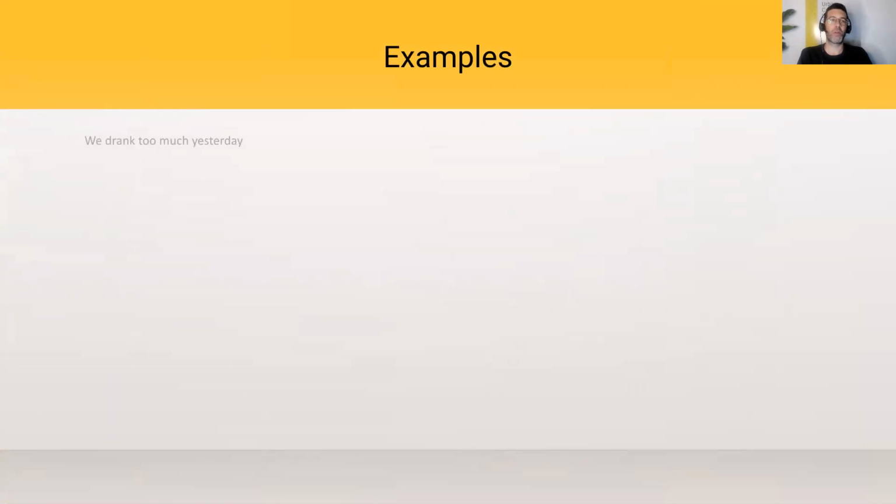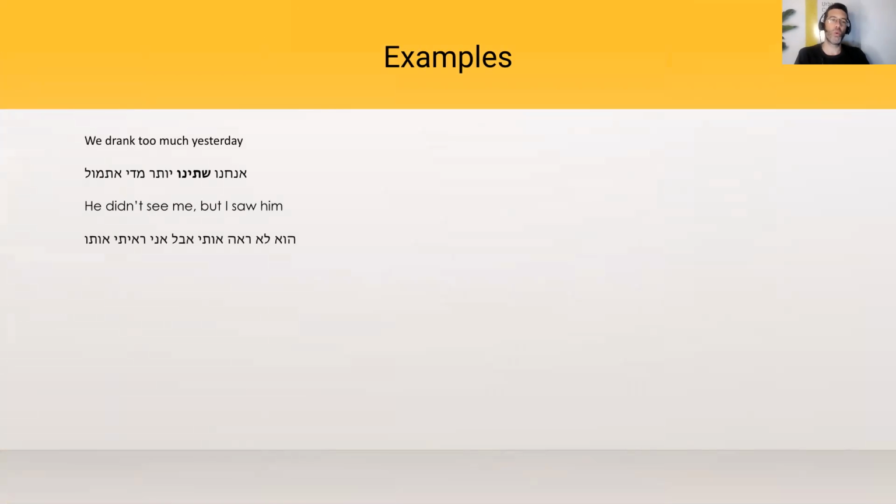Yalla, some examples. We drank too much yesterday would be, אנחנו שתינו יותר מדי אתמול. Let's say it one more time. אנחנו שתינו יותר מדי אתמול. He didn't see me, but I saw him. ובעברית, הוא לא ראה אותי, אבל אני ראיתי אותו. עוד פעם, הוא לא ראה אותי, אבל אני ראיתי אותו.